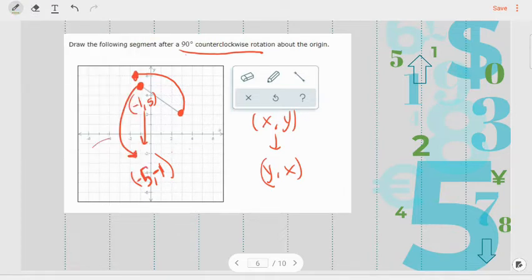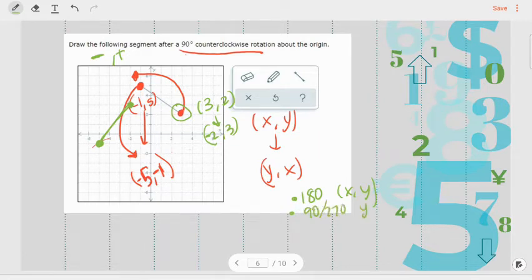So (-5, -1). And this point right here is at (3, 2). So my rule is to switch them. And then what quadrant is this? The x values are negative, the y values are positive. So (-2, 3). And there's my shape rotated 90 degrees. So again, quick rule: for 180, the x and the y stay the same. For 90 degrees, clockwise, counterclockwise, or 270, you switch the x and the y, and you pay attention to what quadrant it's going to.